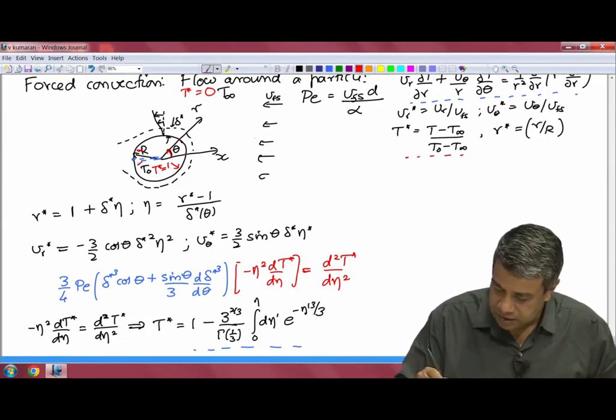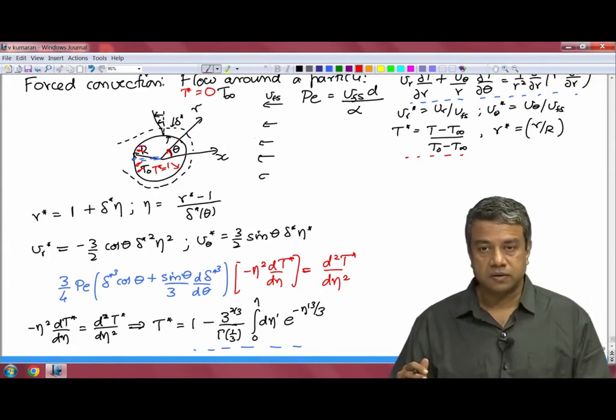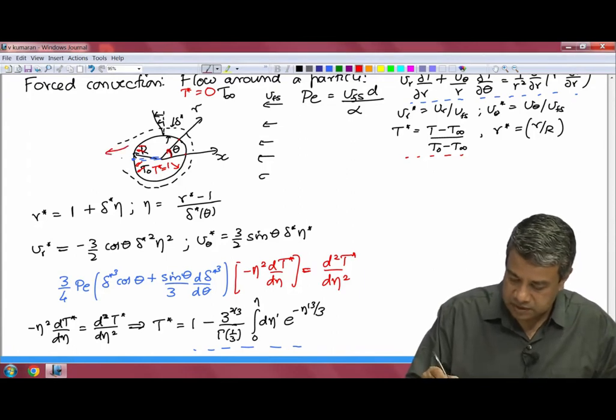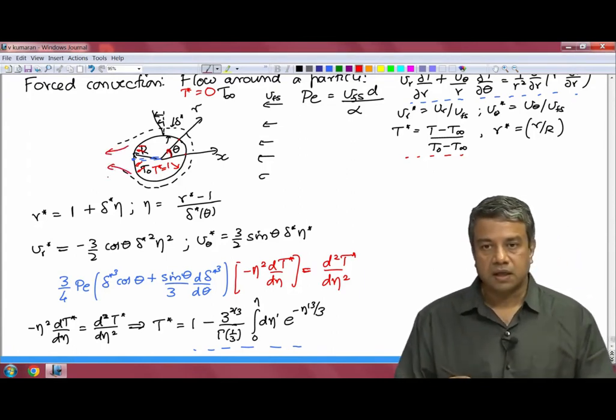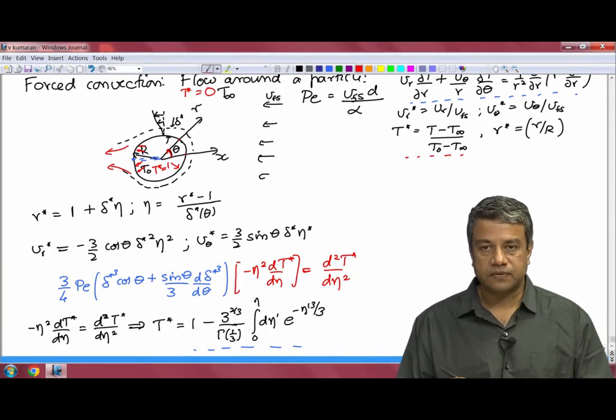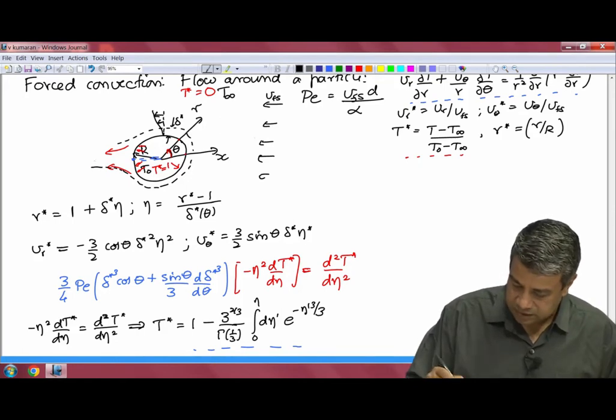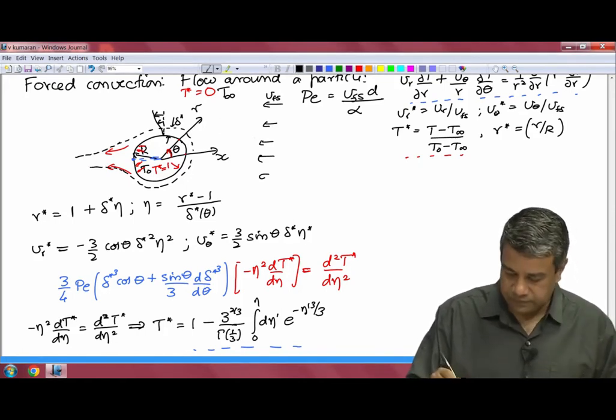There is diffusion of heat from the surface, and the flow is also away from the surface at the downstream stagnation point. The flow is in this direction. Therefore, this combination of convection and diffusion, you would expect it to transport the mass downstream within a region that is called the wake.